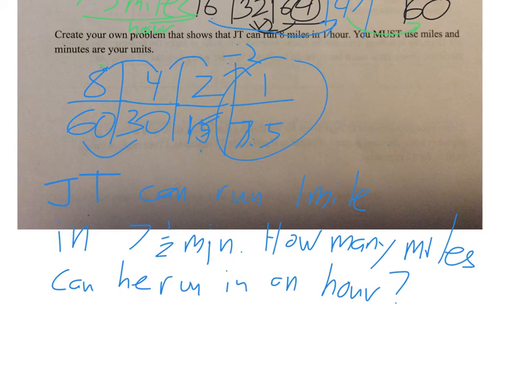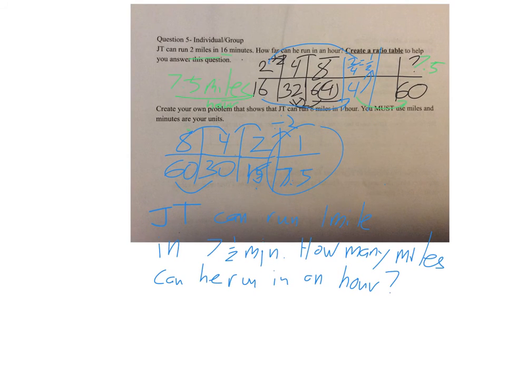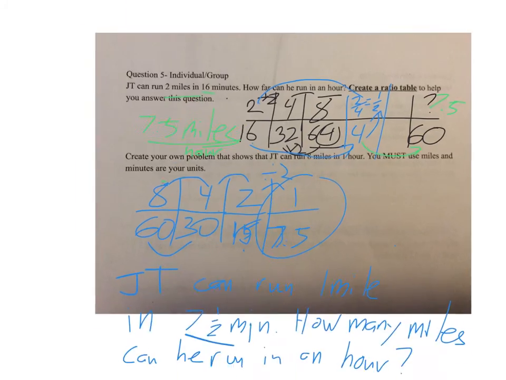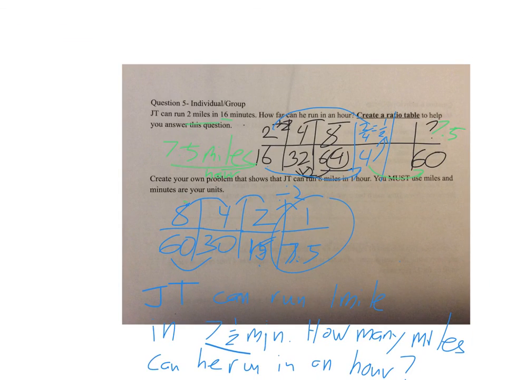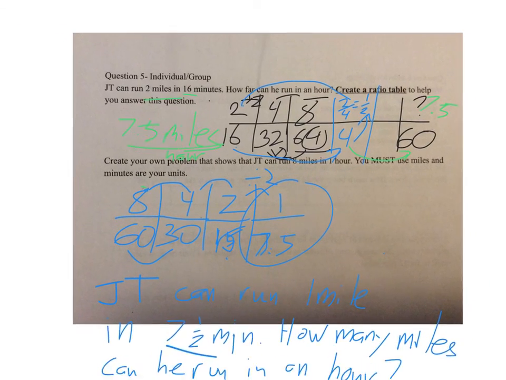So it's just a little like 2-sentence problem. You got to come up with your starting ratio and then ask how many you can run in an hour. It's just basically working backwards from that ratio. So that's how you would solve that problem.